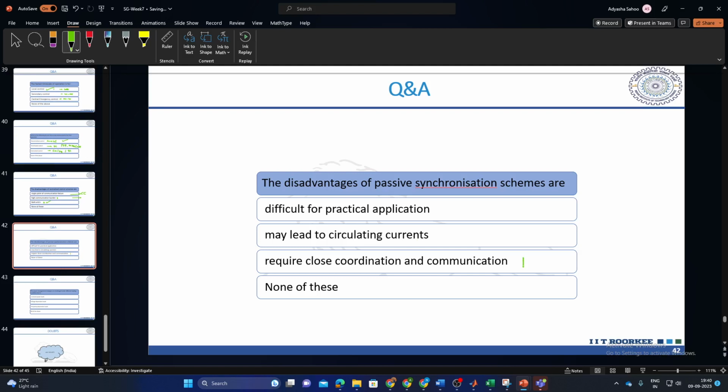Then we have the disadvantages of passive synchronization schemes are difficult for practical application, may lead to circulating currents, require close coordination and communication, or none of these. C is the answer, ma'am. C. Okay, we got one C. Anyone else? May lead to circulating current. We got a may lead to circulating currents. One vote. Anyone else?